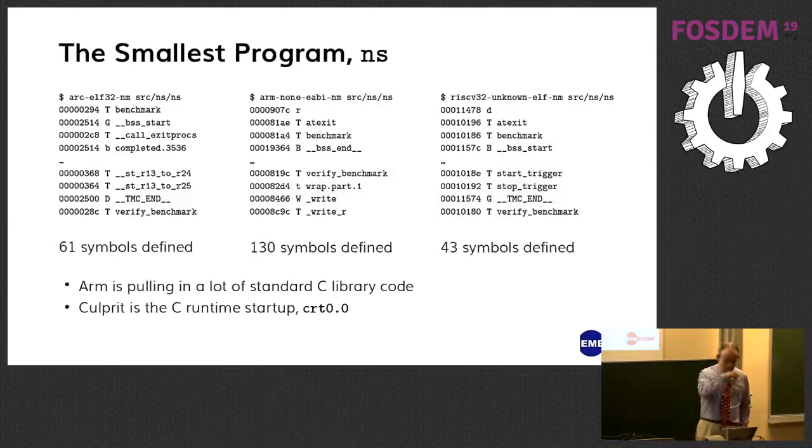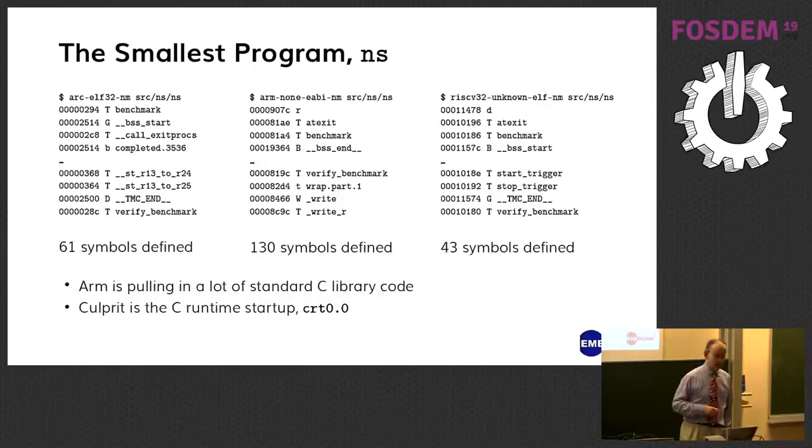Well, let's look at the smallest program called NS, and look at the symbols in there. And if we run NM on it, we can see there are 61 symbols defined in the ARC program, 130 symbols defined in the ARM program, and just 43 symbols in the RISC V program. And in particular, look, the last one, there's 2 write functions in. Why is a program that does no I/O showing write inside its list of symbols? And the answer is the ARM startup code is pulling in a lot of standard C library code.